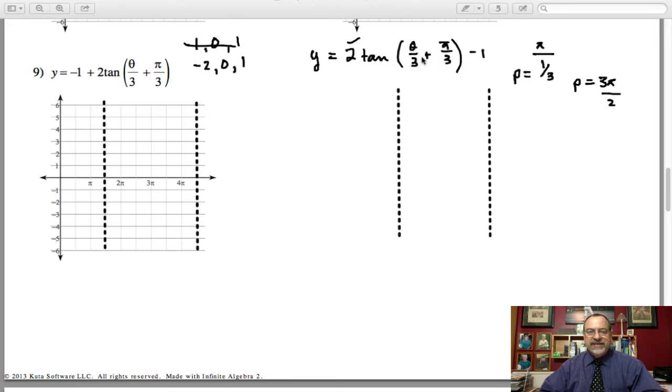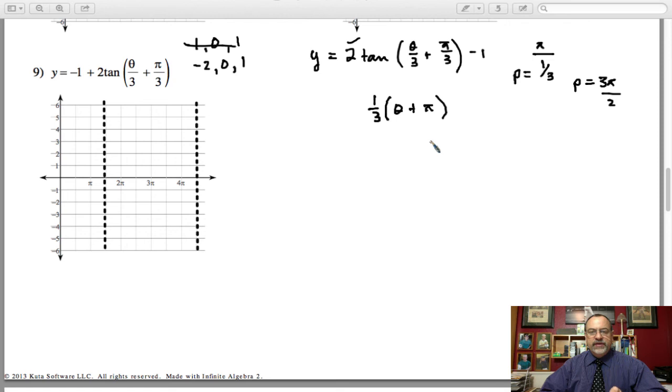But you remember, I can't see the shift until I factor out the 1/3. So I'm going to need to factor out, well, first of all, I need to get rid of these two asymptotes because they're in my way. So I need to factor out 1/3 in order to see what the shift is. So if I divide by 1/3, that means I multiply by 3. So this is going to be a shift pi. Okay, so this is actually a shift to the left pi units.